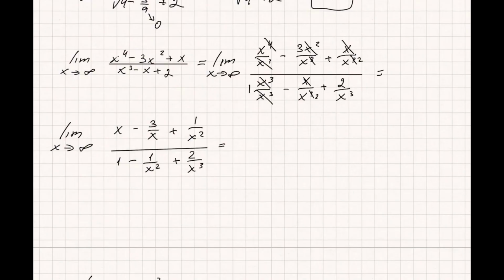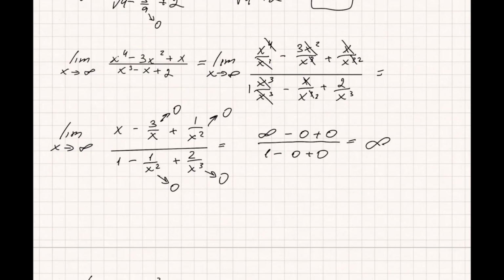So now when I send my x to infinity, I see that this one is going to 0, this one is also going to 0, and this one is 0. So I have infinity minus 0 plus 0 over 1 minus 0 plus 0. So essentially we have an infinity. So remember that when the power in the numerator is bigger than in the denominator, we do not have any horizontal asymptotes, and the limit would be infinity.